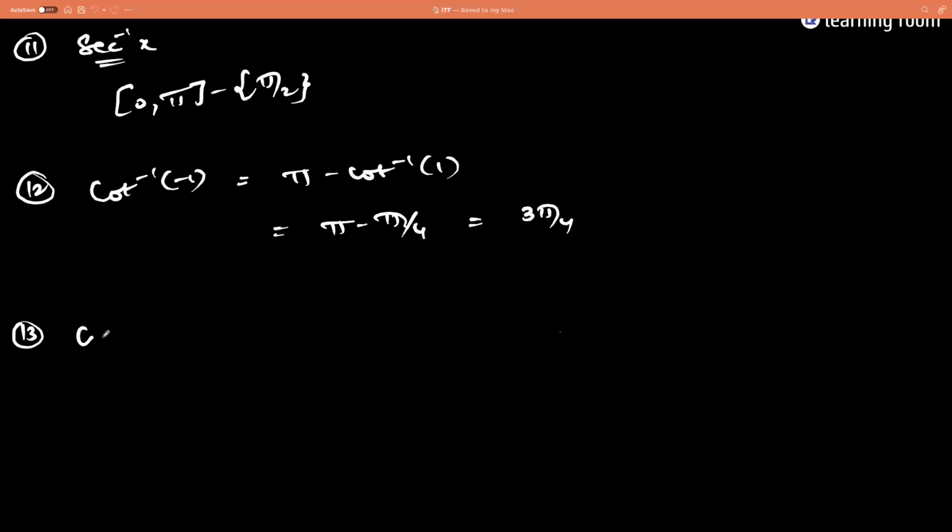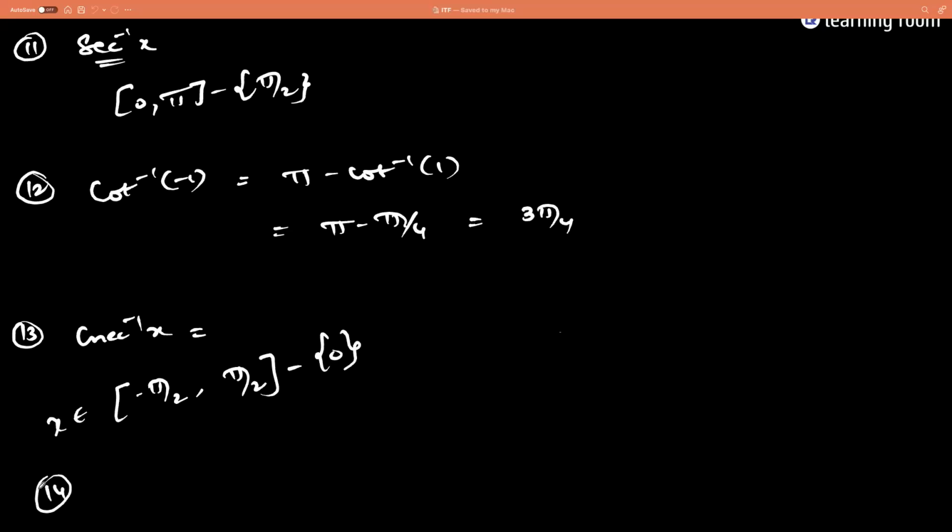13. Principal value branch of cosecant inverse x. X belongs to minus pi by 2 to pi by 2. Is it all? Except 0 excluded. Except 0.